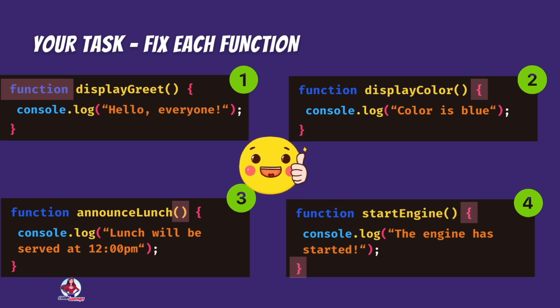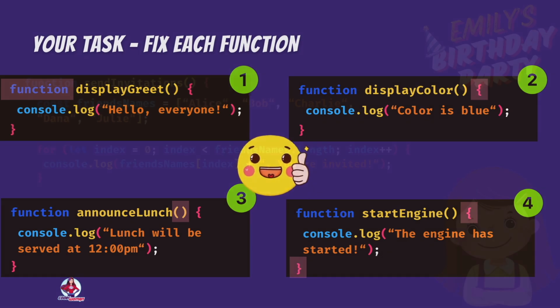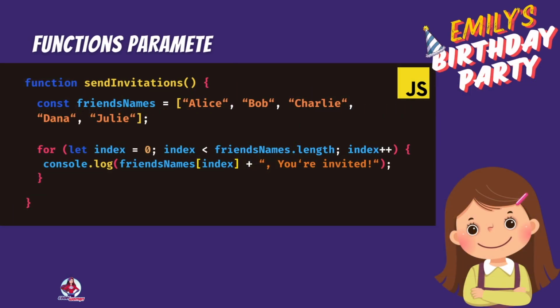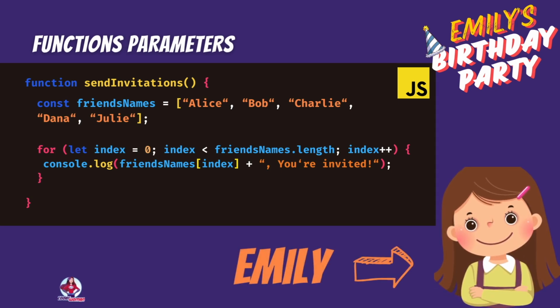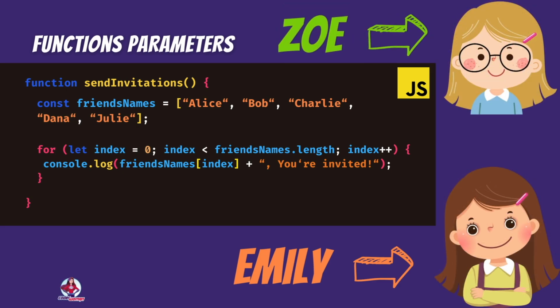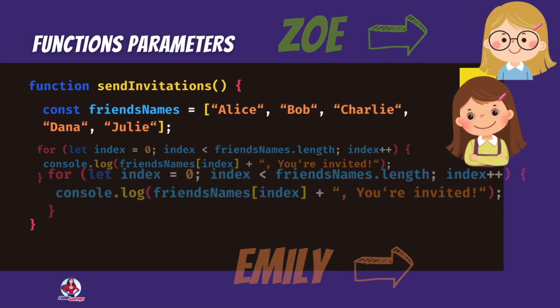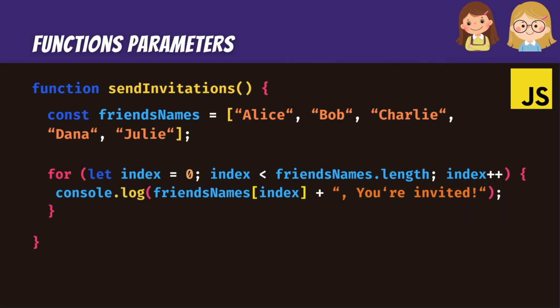Now let's move to another important feature of functions. They can use parameters. Let's return to our birthday example. We can make this function more flexible. This time it's about Emily's birthday party, for example. However, Emily's friend Zoe also wants to use this function for her own party. They have different friends, so their friends list will be different. How can we adapt it?